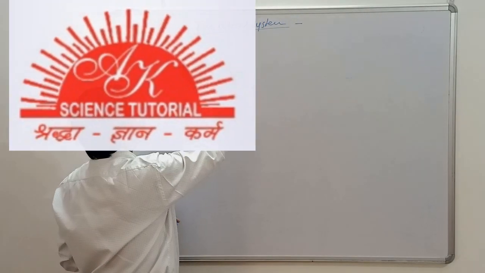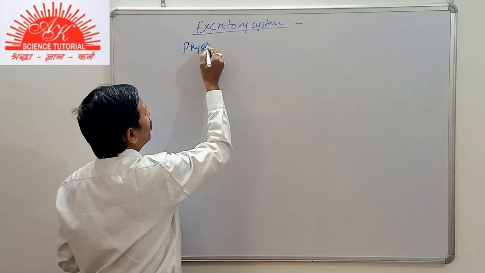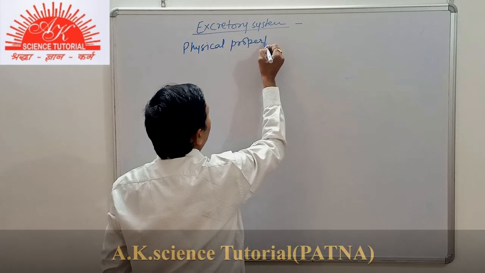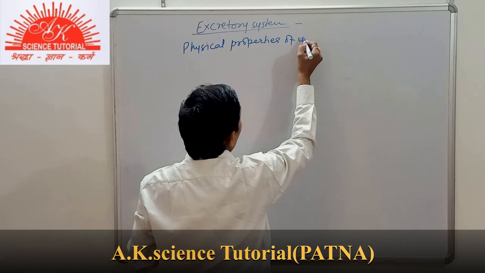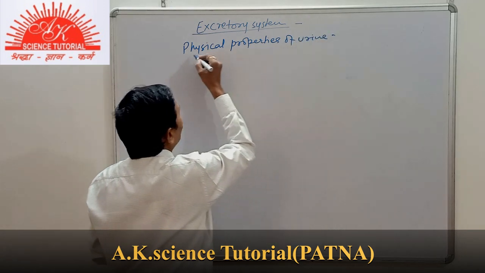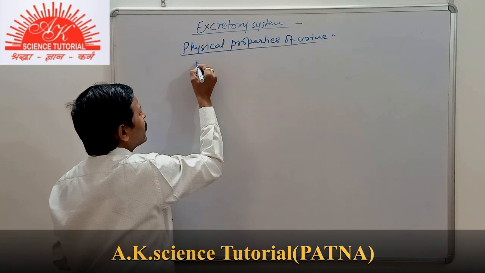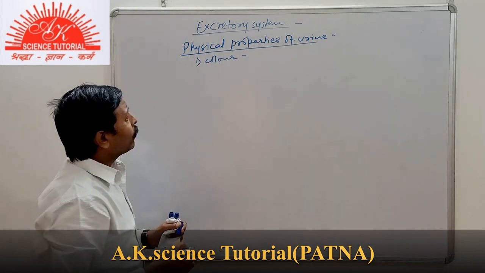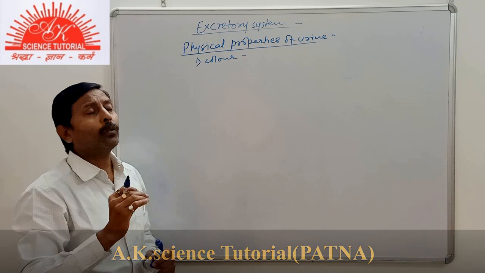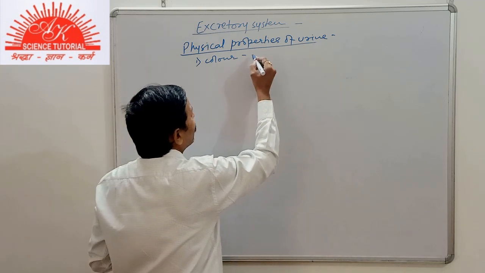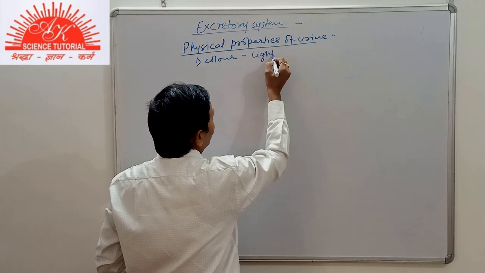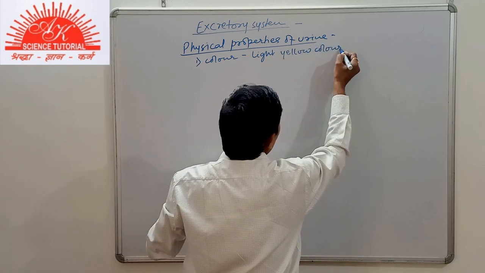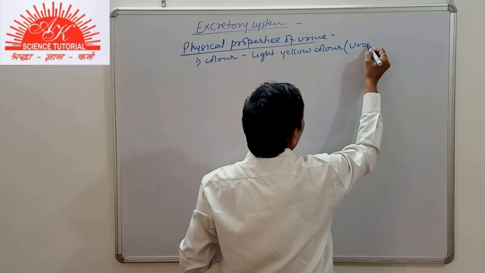The next topic is physical properties of urine. Now it can be studied under different heads, like first of all, color. Urine is light yellow in color, and the light yellow color of it is due to the urochrome pigment.